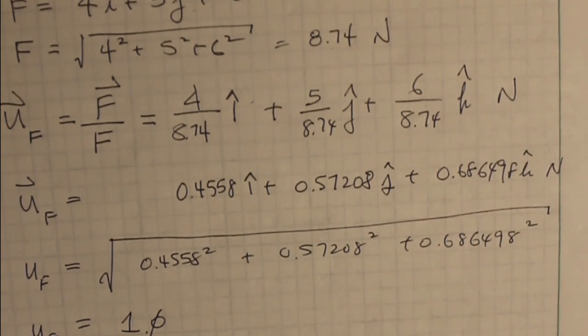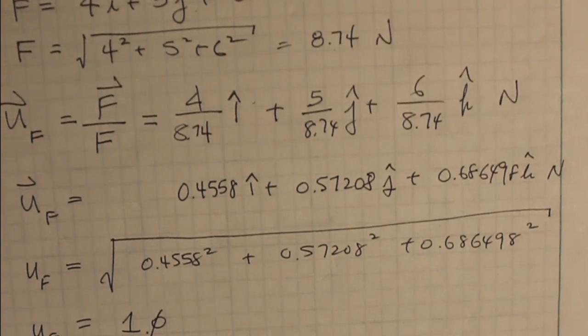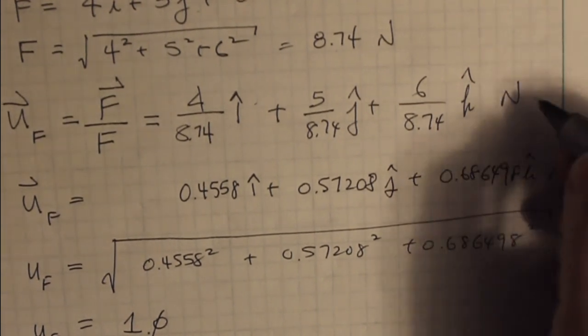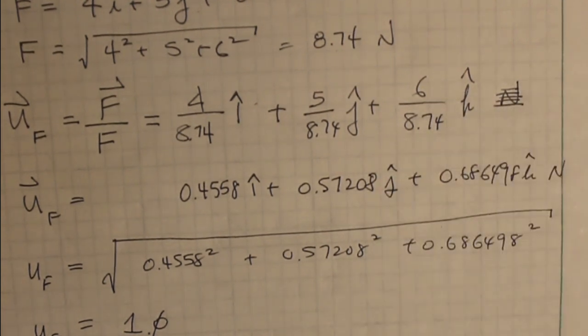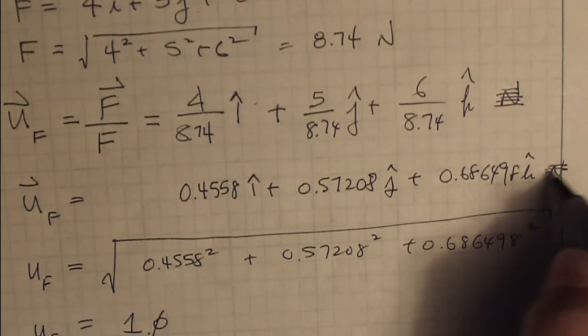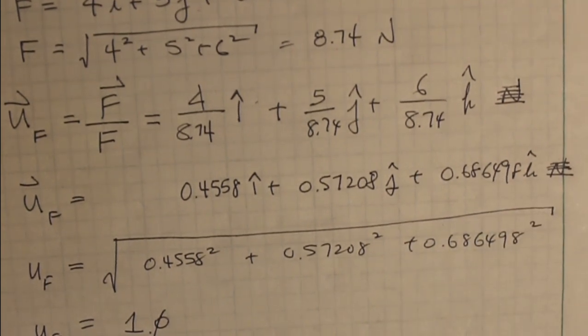I'm looking at the sheet and I have an error, and that error is in the notation. Unit vectors are dimensionless. I should not have newtons there, nor should I have newtons there. So that completes section 2.5.